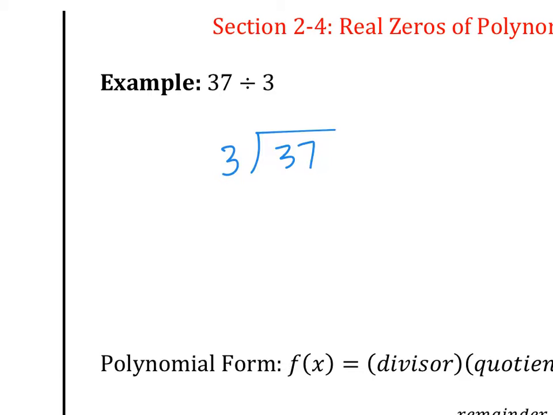All right, next, what do you ask yourself? 3 goes into, which part do you look at first? First part, 3, right? So 3 times what is 3? 1, and then what do we do? Multiply 1 by 3, and then where do you put that number? Underneath the 3. Thank you, Blake. Okay, then what?